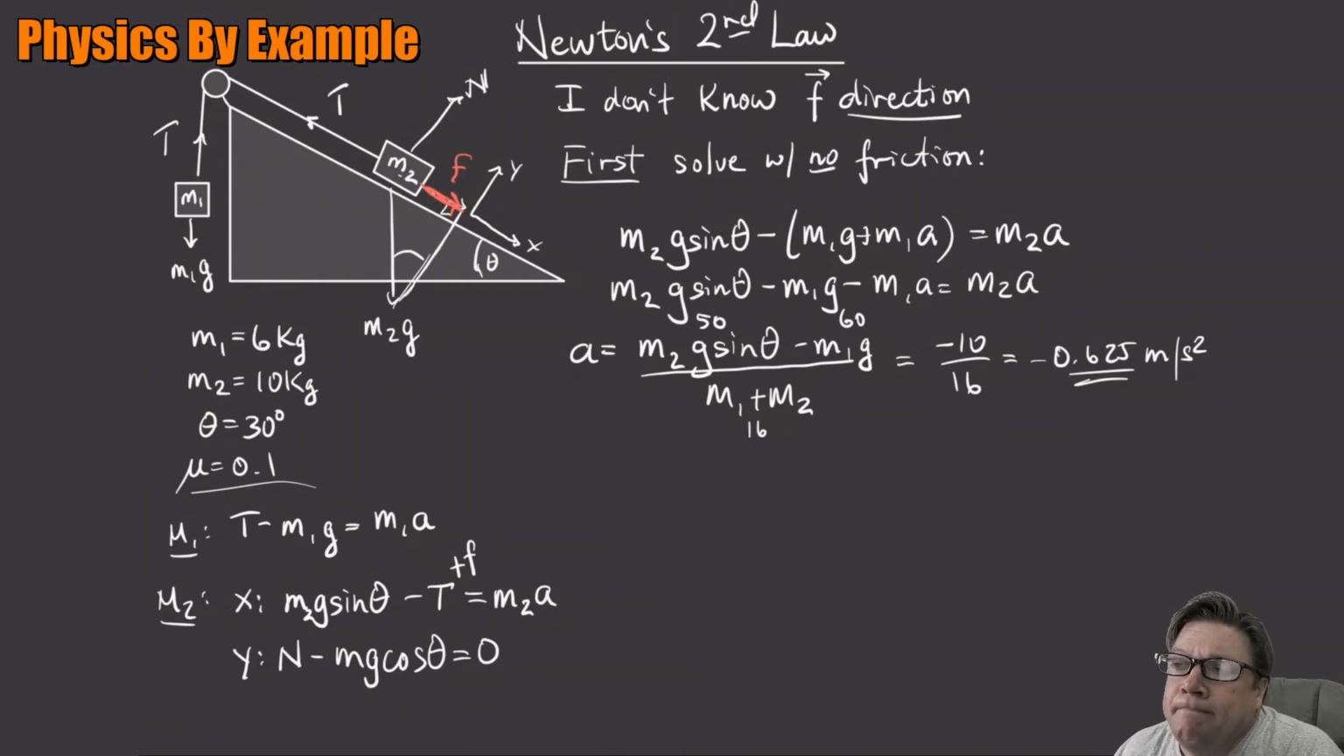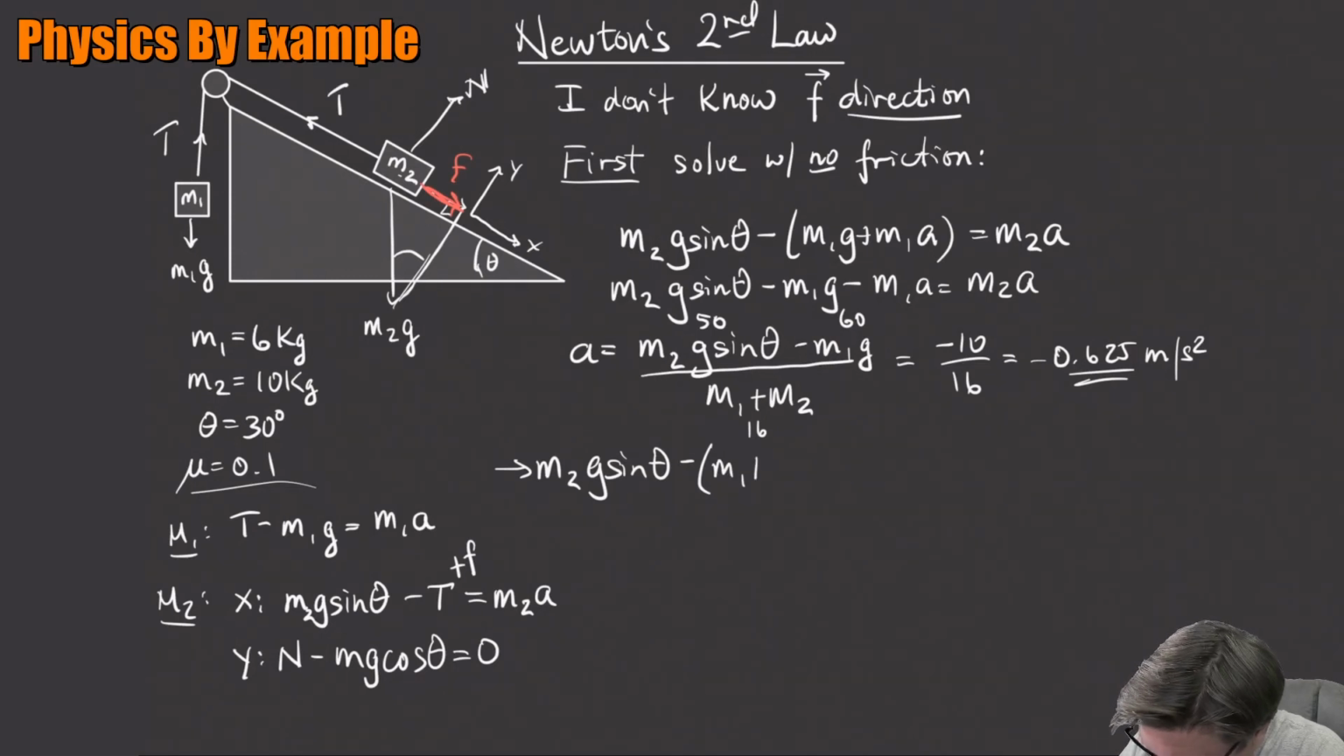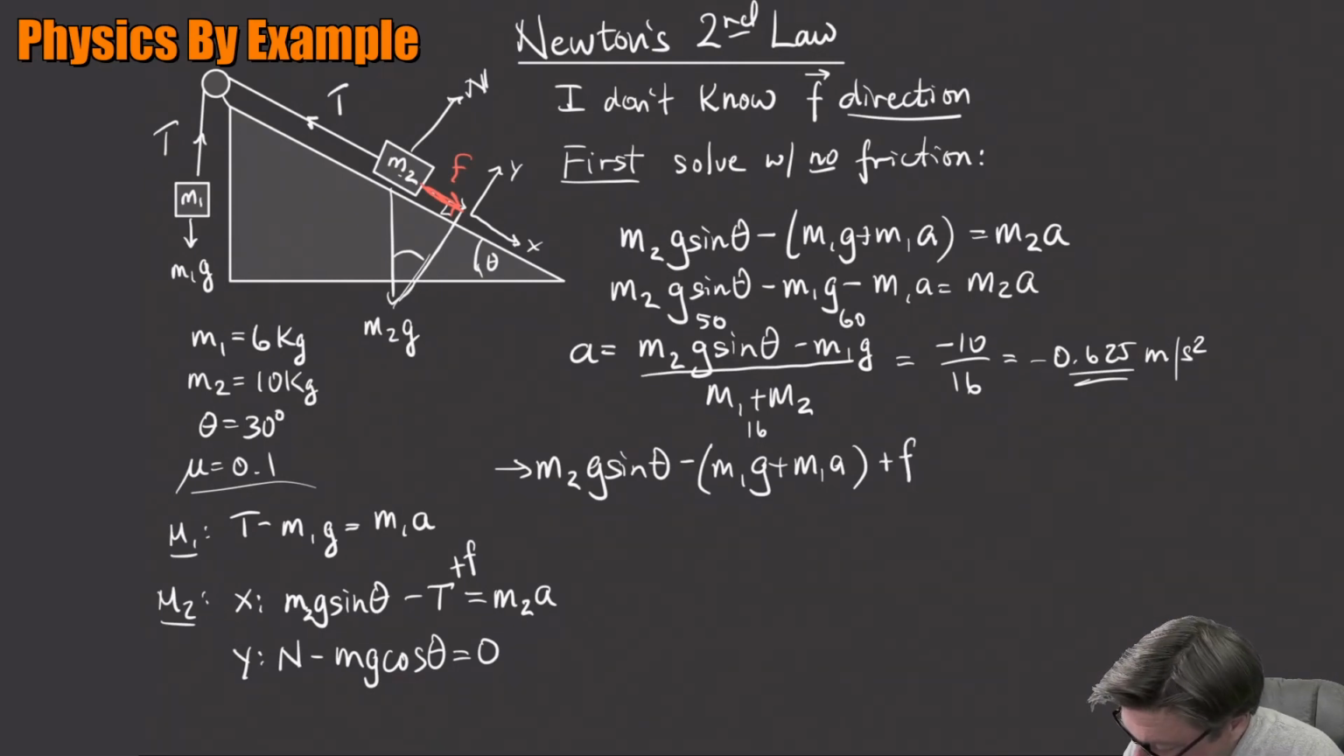All right, so let's see what happens. We get M2g sine theta minus, the T is going to be the same thing, right? That's not changing. So this is still going to be M1g plus M1a. Now I put in the F. That plus F is equal to M2a.